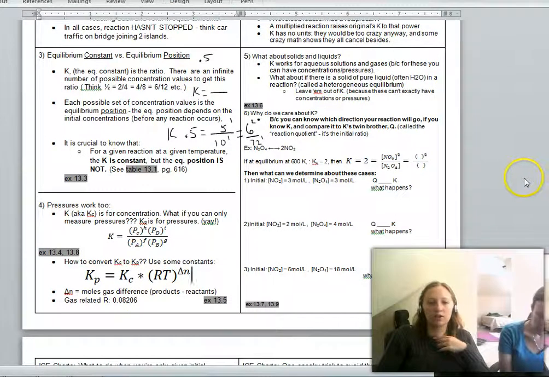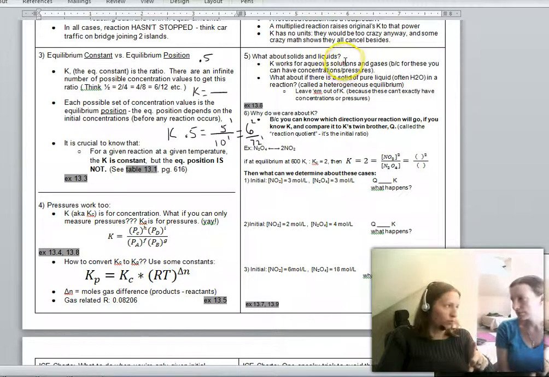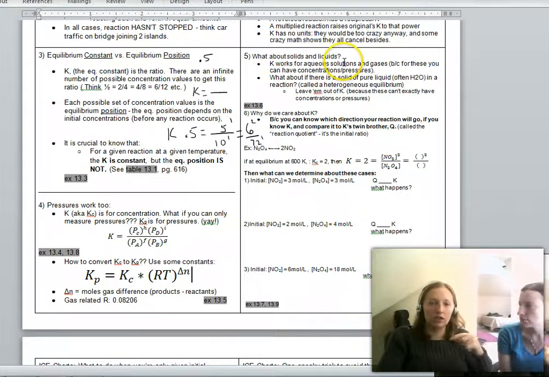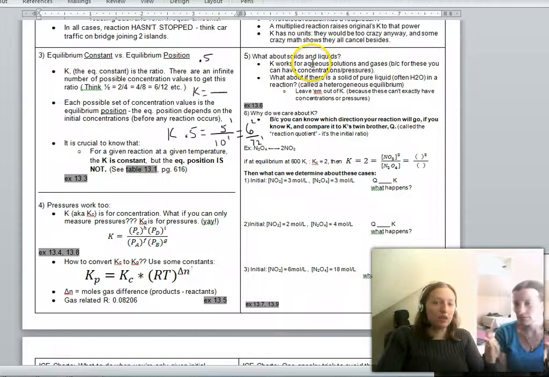Alright, what about solids and liquids? I mentioned this before. If you've got aqueous solutions, your concentrations work. You can have concentrations, this is 2 molar hydrochloric acid. That works. And for gases, you can have concentrations because, say, I have 2 moles of gas in a 2-liter container and it's 1 molar. You can also have pressures for gases. So you can do K for aqueous solutions and for gases.